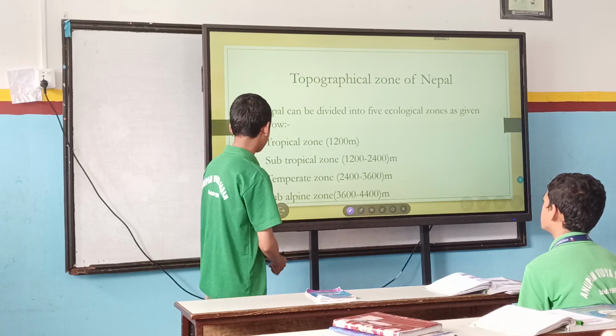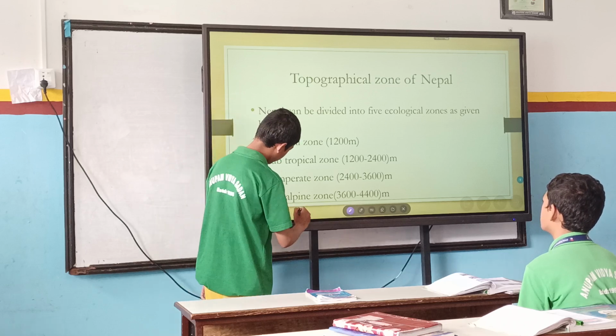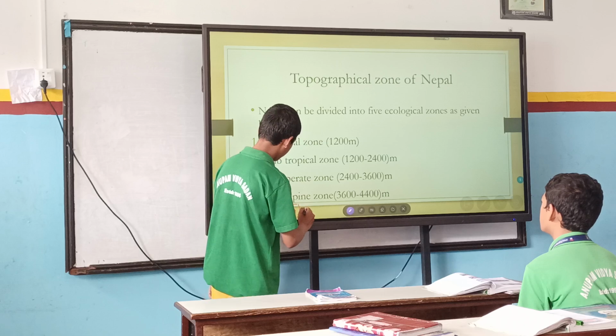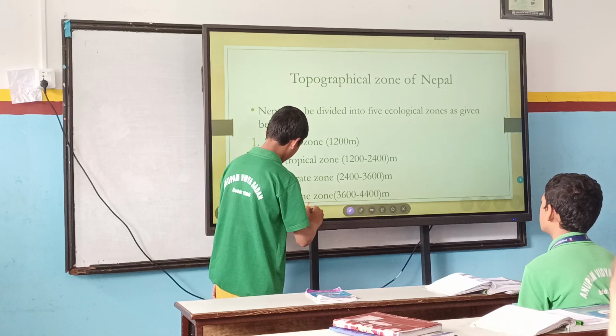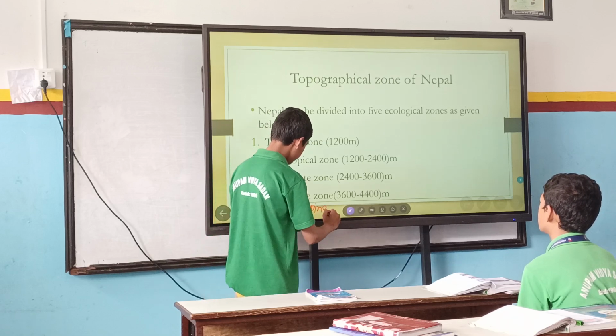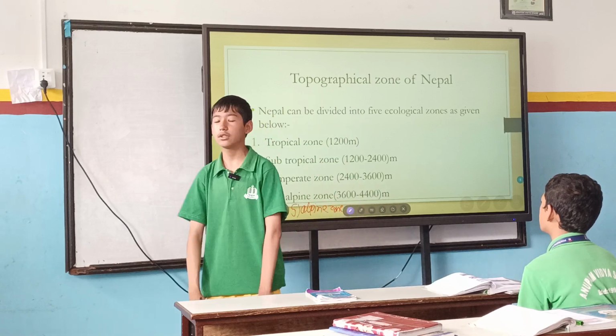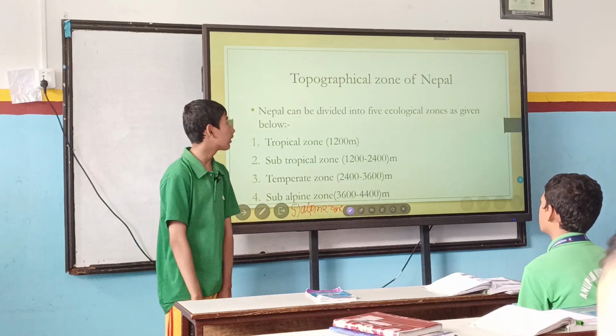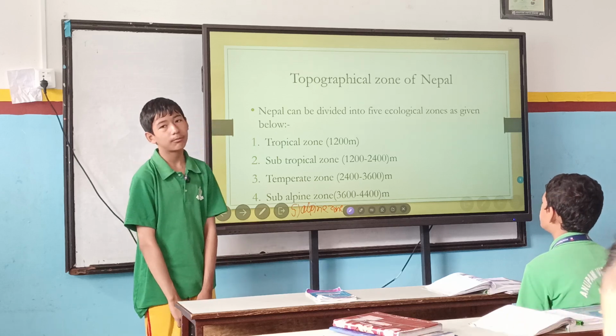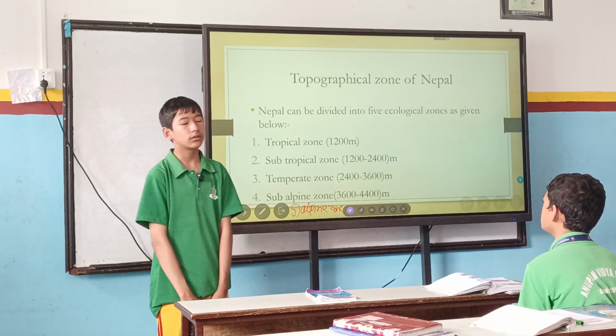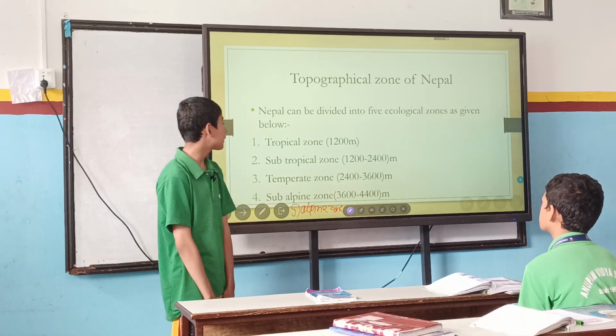Maybe here is a problem. Here should not be only four, but here should be five ecological zones. At last here should be the alpine zone. So according to the altitude of our country, Nepal is divided into five types of ecological zones. They are as given below.